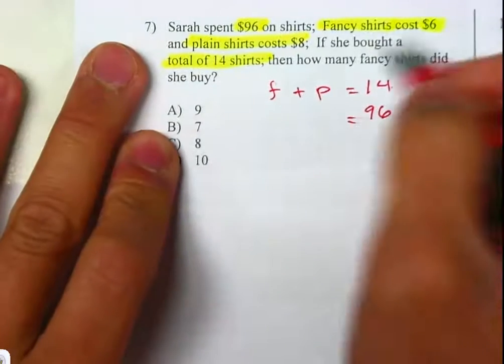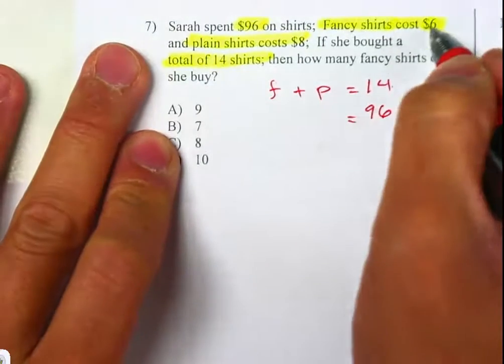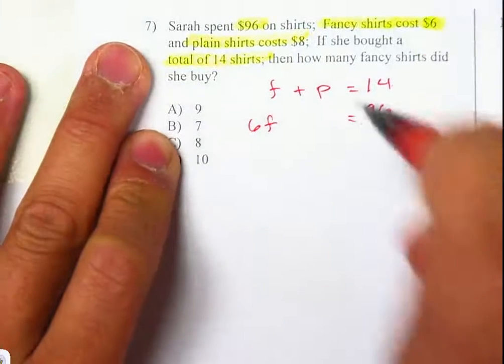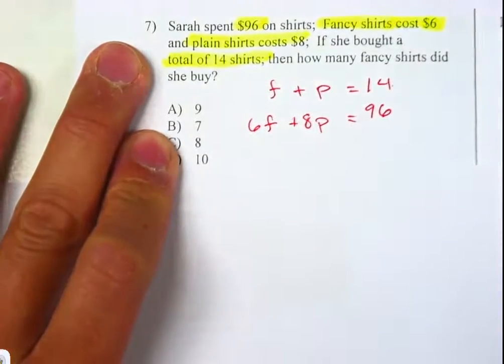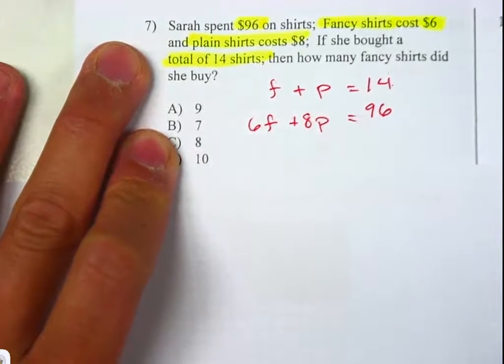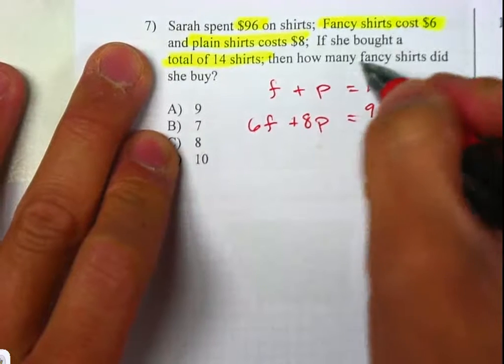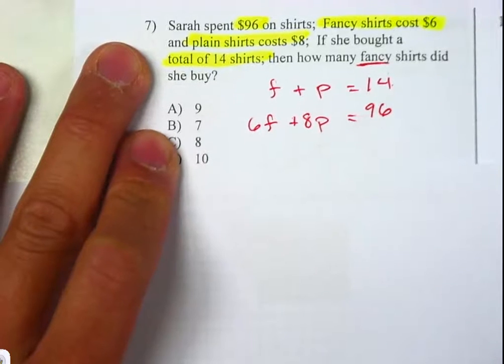And how much do they cost? Well, it depends on the number of shirts. It's $6 times however many fancy shirts, plus $8 times however many plain shirts. And now we see we have a system we can solve, and we can solve for F, fancy shirts, since that's what it's looking for.